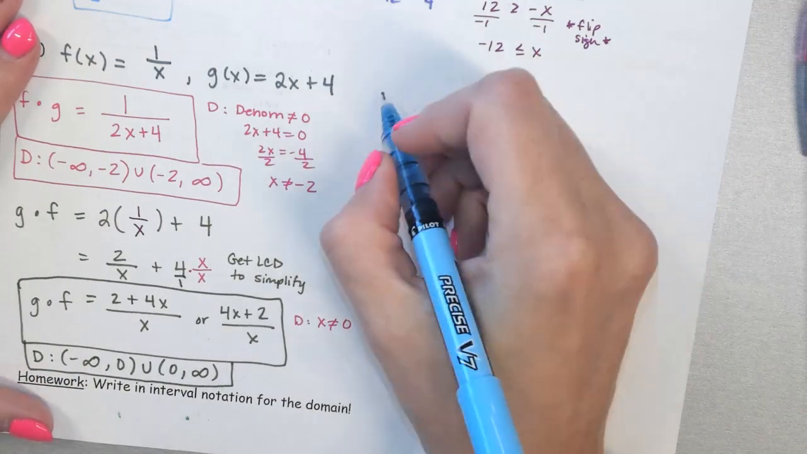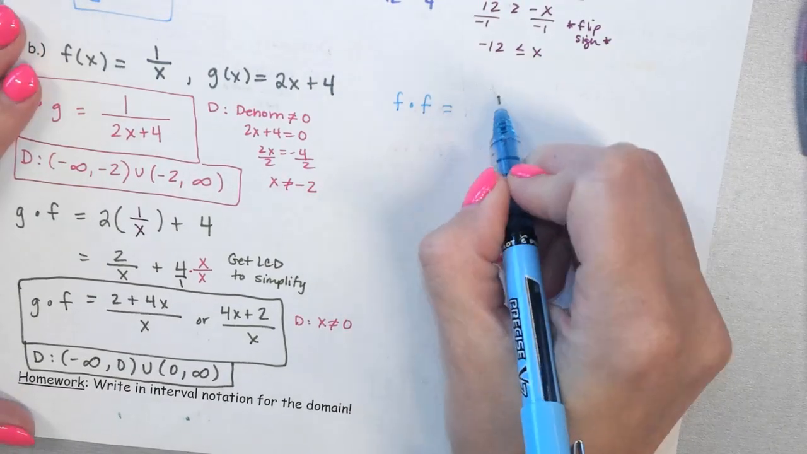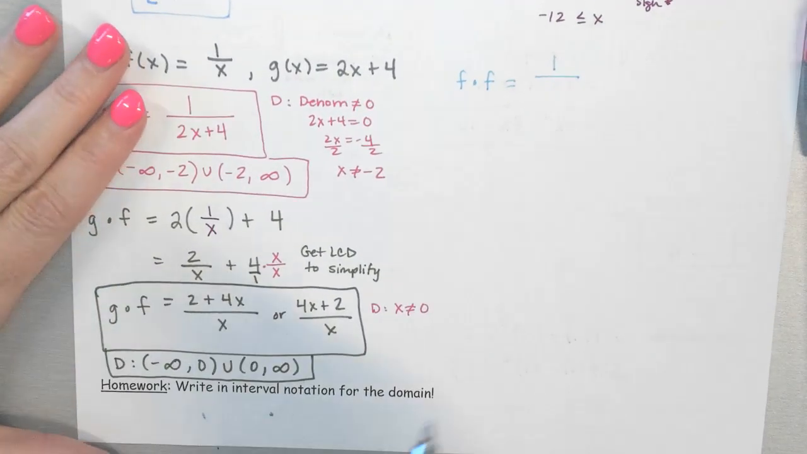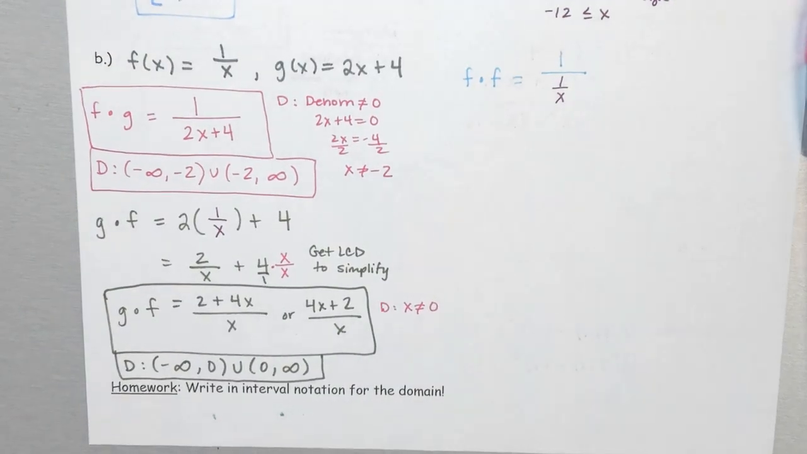So f of f. Okay, so you have 1 over x, but what we're plugging in for x is 1 over x. So can you guys simplify that for me? Keep change flip. Flip change keep.